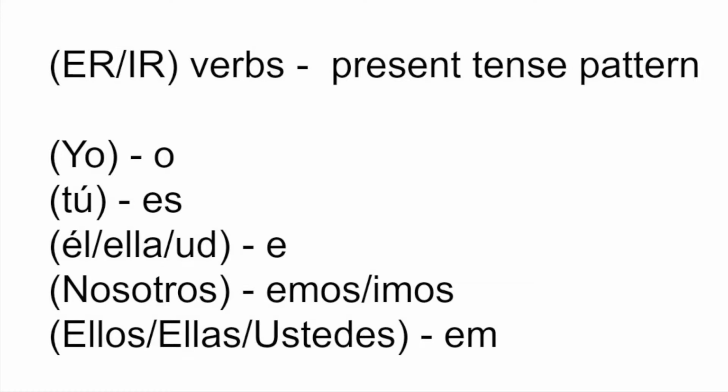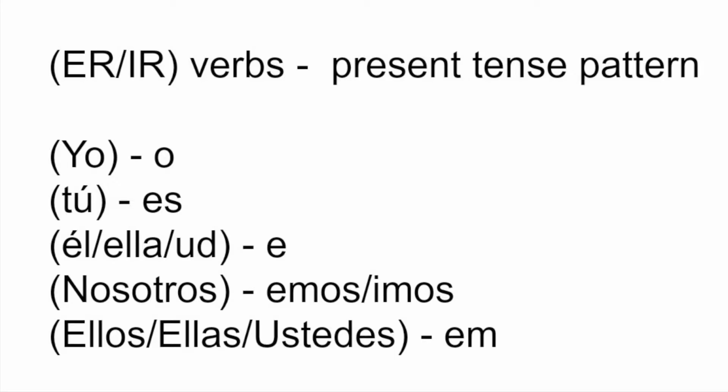So one thing I like about the ER and IR verbs is they have the same endings. They share the same ending conjugation when it comes to present and past tense. Just like with the AR endings, you had the O that went with yo, the as that went with tú, a with él, ella, or usted, amos, an. Here, for ER and IR verbs, it's almost the same thing except it's with an E. So you have o, es, e, emos, and en.